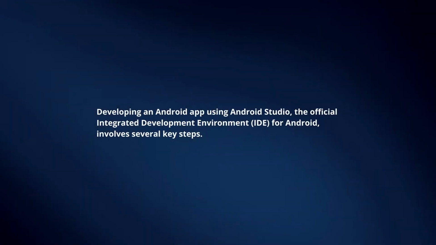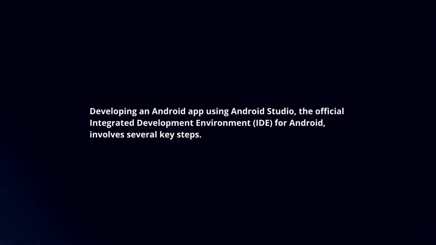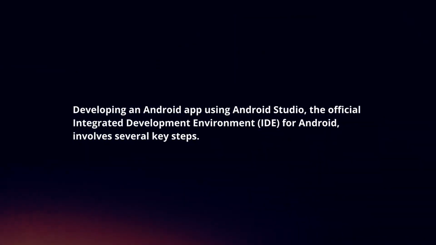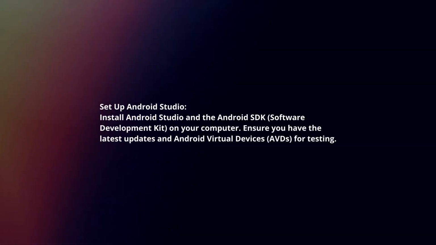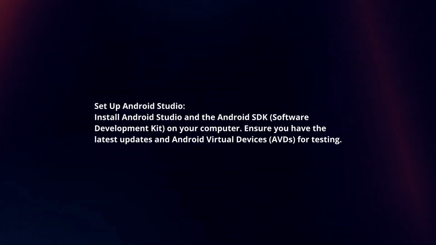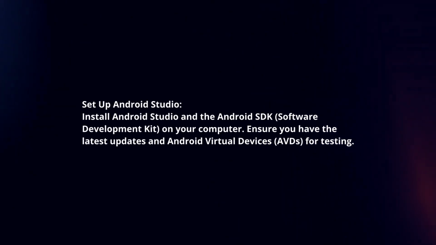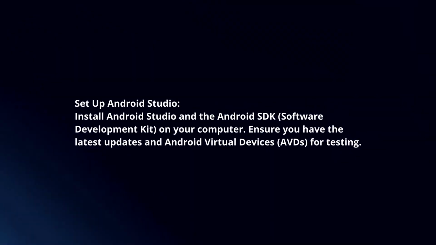Developing an Android app using Android Studio, the official integrated development environment for Android, involves several key steps. Here's a concise guide. Set up Android Studio. Install Android Studio and the Android SDK on your computer. Ensure you have the latest updates and Android virtual devices for testing.